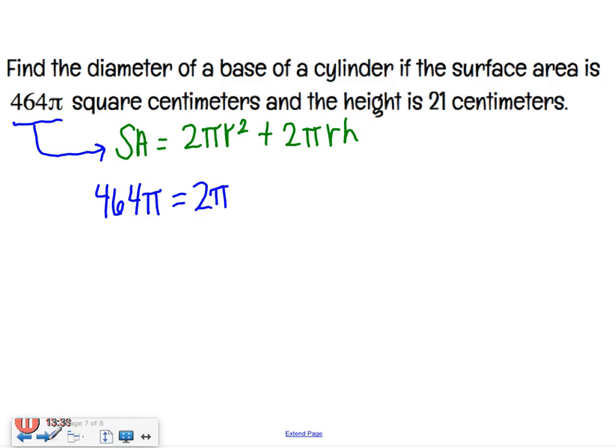Do we know our radius? No. So I'm going to leave it as an r. Plus 2 pi r times our height, which is 21. So we're going to leave the left side alone, but can I simplify my right-hand side? Can I factor anything out of both of those terms? 2 pi is repeated. 2 pi, so let's do that.